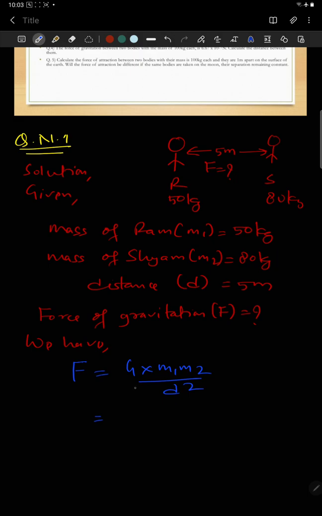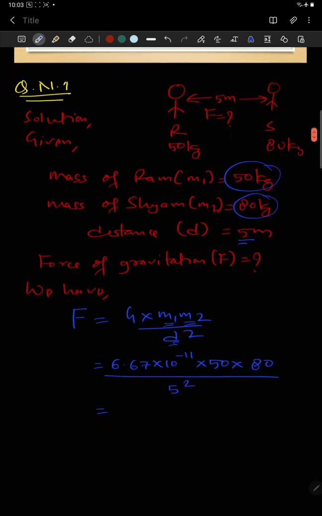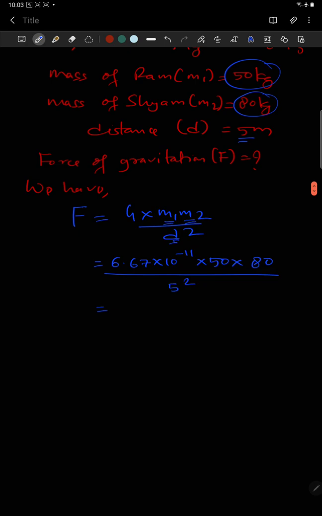Now let us put the value of capital G. Capital G is universal gravitational constant and its value is always fixed, that is 6.67 into 10 to the power minus 11, and m1 is 50 kg, so in place of m1 we are writing 50. m2 is 80 kg, so in place of m2 we are writing 80, and distance is given 5, so in place of d we are writing 5 square. So let us calculate using calculator.